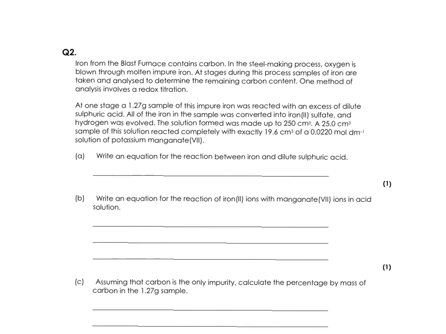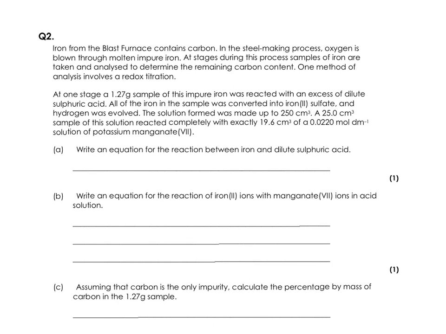Right, again, we're going to look at the numbers in the question first. As iron from the blast furnace contains carbon, in the steelmaking process oxygen is blown through molten impure iron. At stages during this process, samples of iron are taken and analysed to determine the remaining carbon content. One method of analysis involves a redox titration. So if you ever see that it's a redox titration, immediately say to yourself, E Mr T, because that's the process you're going to have to go through to answer the question. We'll go back to what that means in a second.